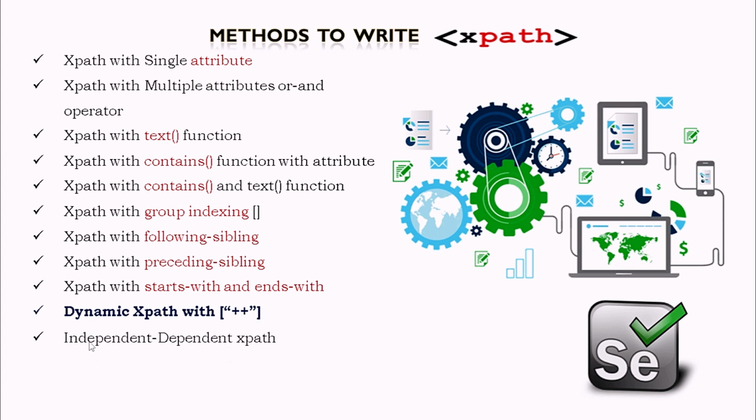The next is the independent and dependent XPath. If there are two web elements, both are dependent or independent. Suppose there is one checkbox for male and one checkbox for female. Now the checkbox depends on the gender. So if I want to select male, I need to select the male checkbox. So the checkbox is dependent and the gender is independent. We will see in depth one by one.